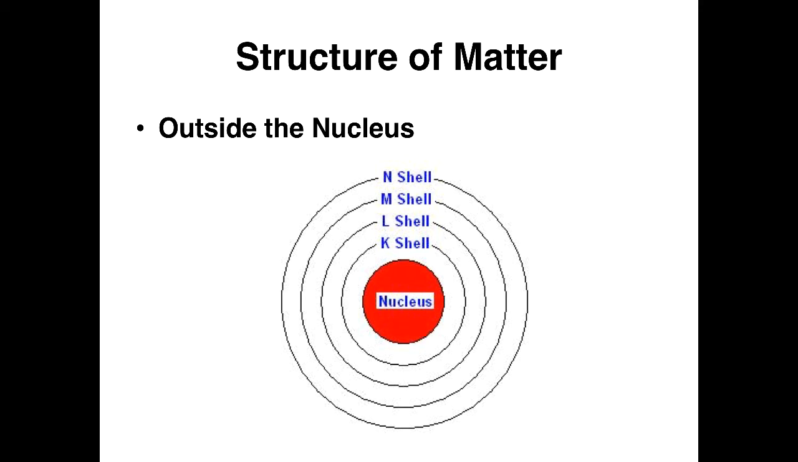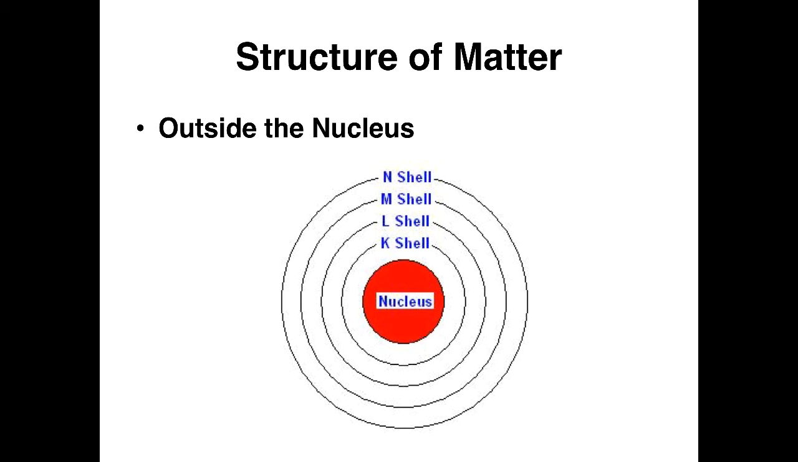Each shell is capable of holding a certain number of electrons. The innermost shell, the K shell, can only hold 2 electrons. The L shell, which is the next one out, can only hold 8 electrons, and then the next shell, the M shell, can hold up to 18 electrons. So it goes 2, then 8, then 18, and if you want to know the formula for this, it's 2n squared.